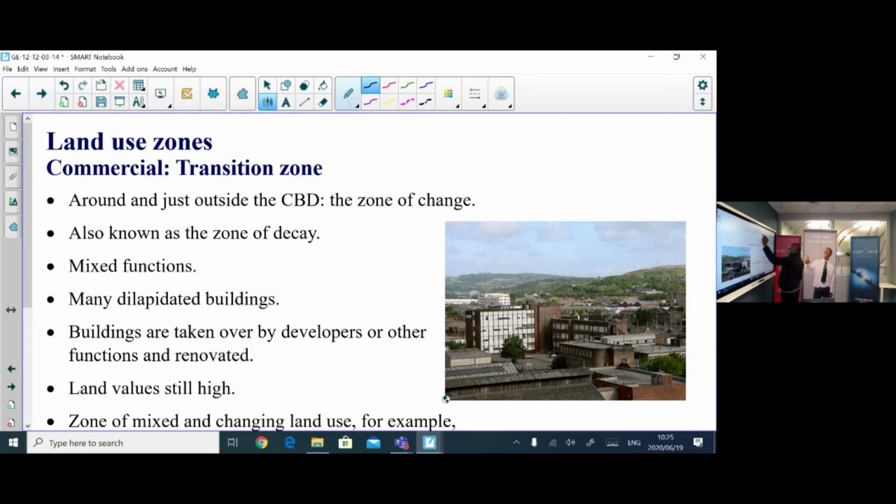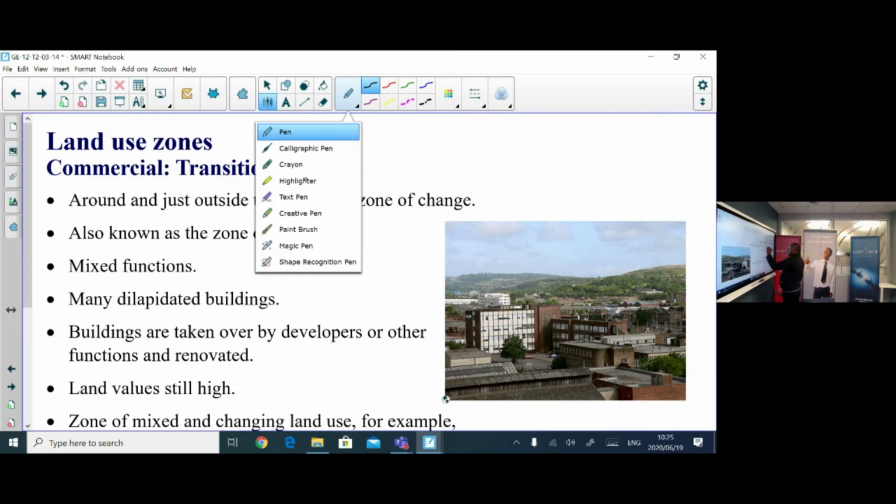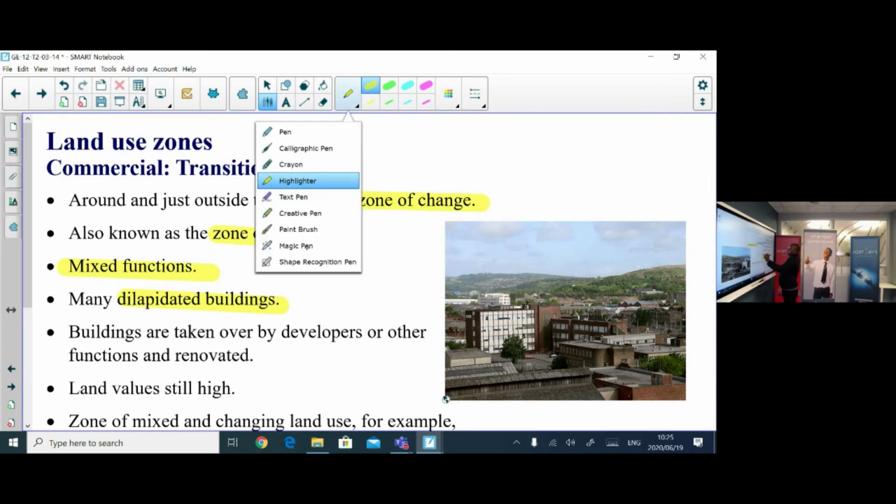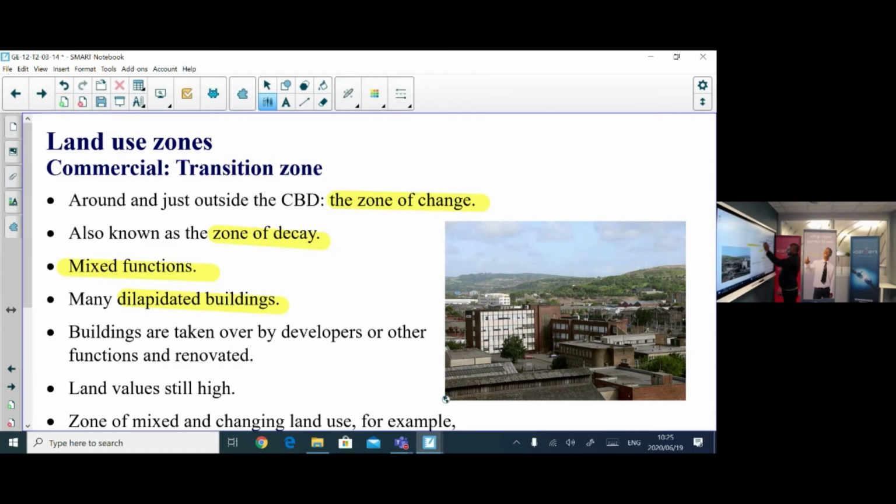Here are the main aspects that we need to take. So it is a zone of decay, but it is also a zone of very much potential for development, which is a zone of change. Then we have mixed functions, and this is linked to the dilapidated buildings in the zone.